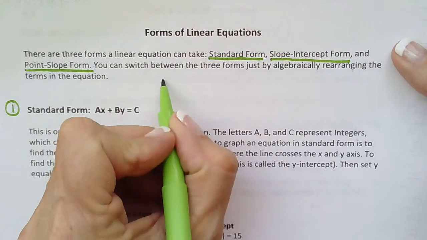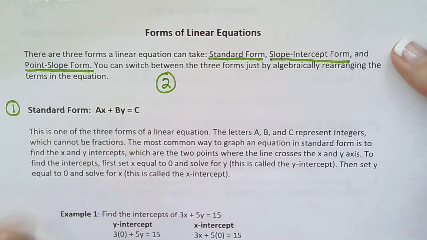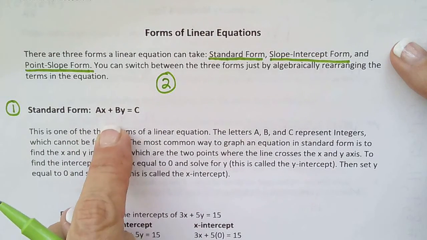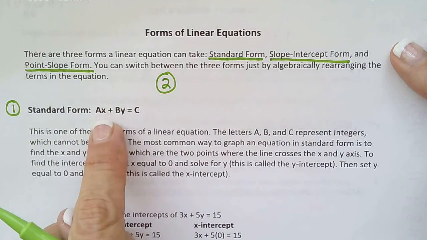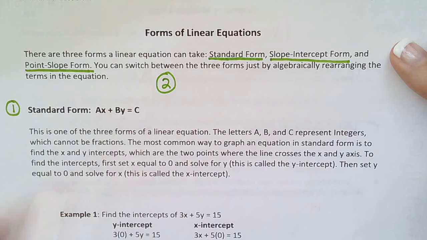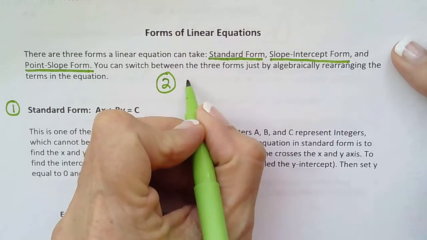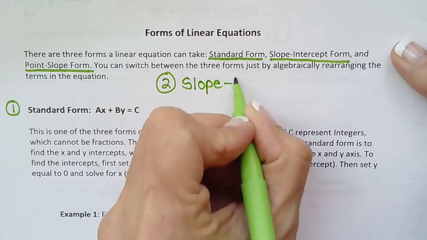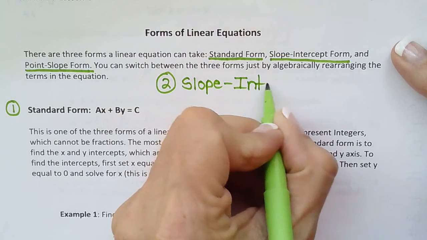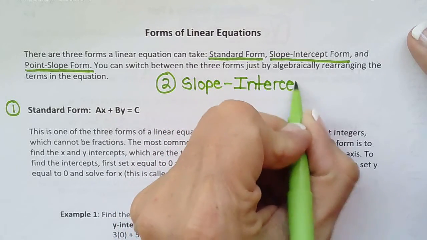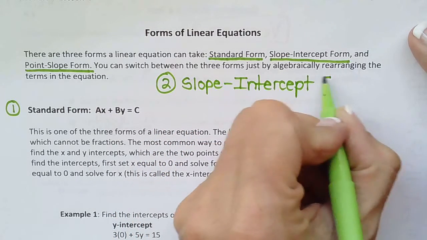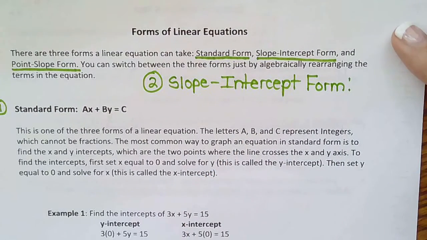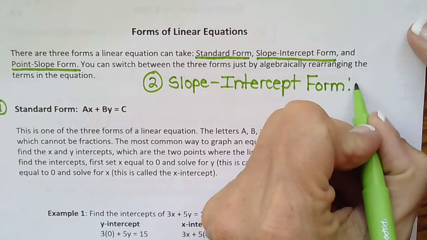So let's list the other two just so we have all three together. So standard form looks like this: no fractions, no decimals, X and Y are both on the left in alphabetical order, constant on the right. The first one we learned back in Module 6 was slope-intercept form. And that's probably the one most familiar to us. That one is y equals mx plus b.